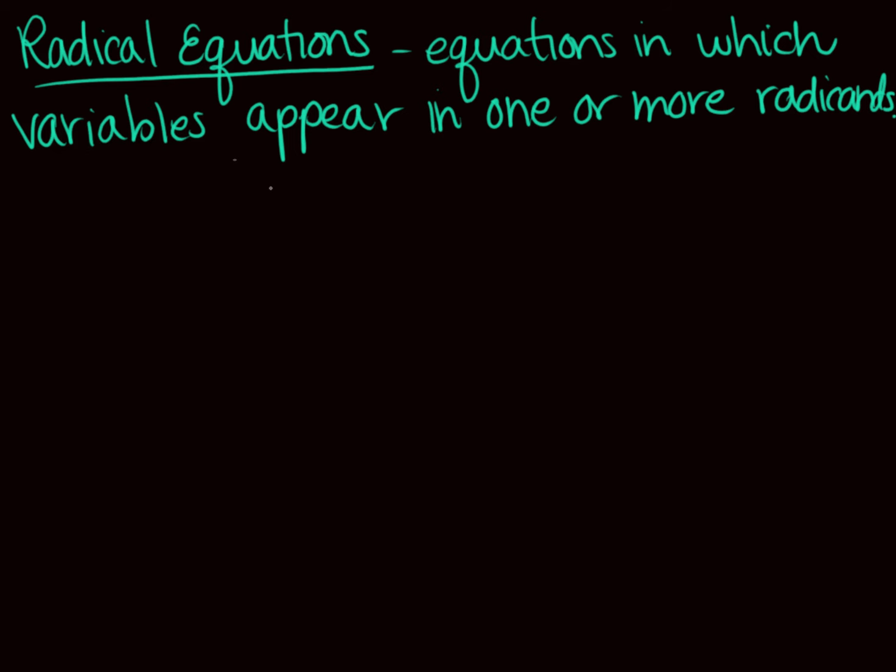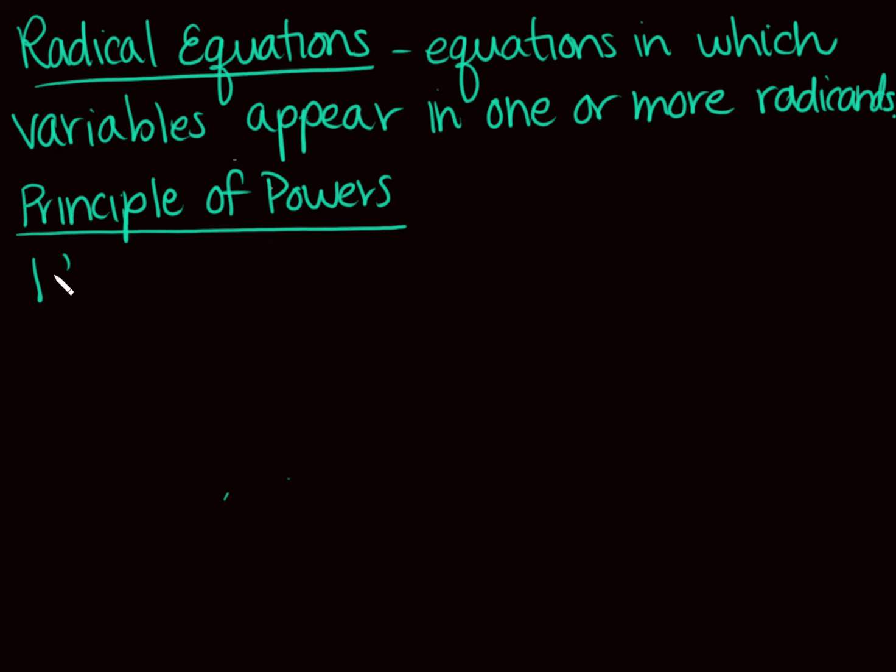Radicands is a big fancy word to just say the stuff underneath the square root, the cube root, the fifth root, the fourth root, whatever, underneath the root sign. To be able to solve these, we need something called the principle of powers, which sounds super cool and I feel like should be in a superhero movie or something.